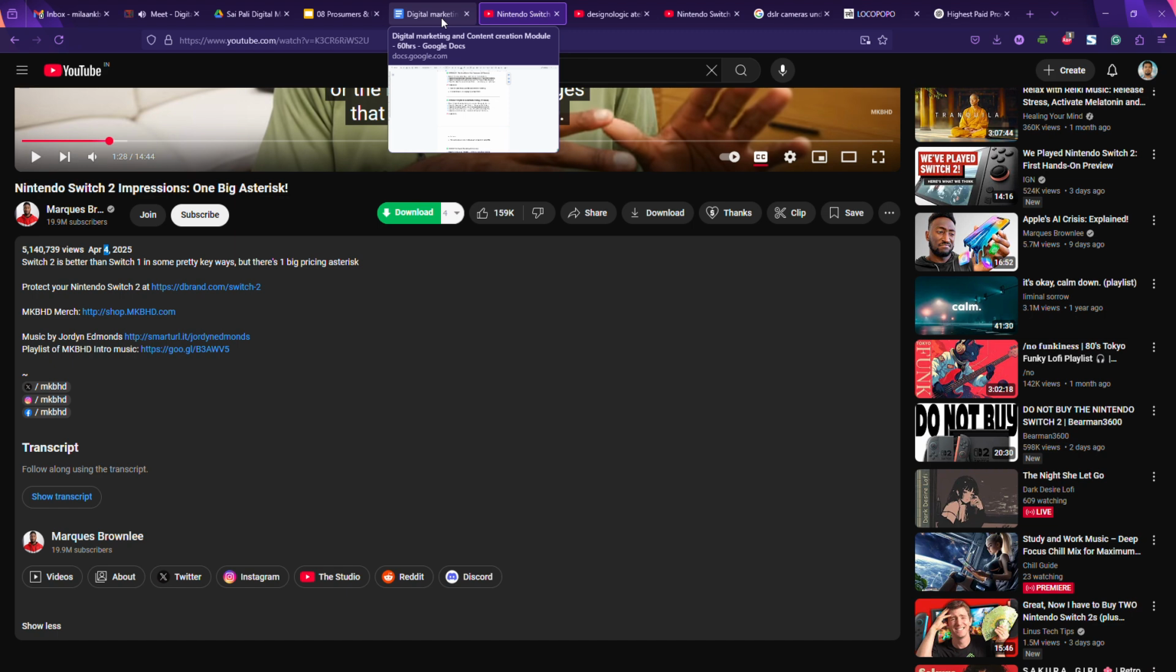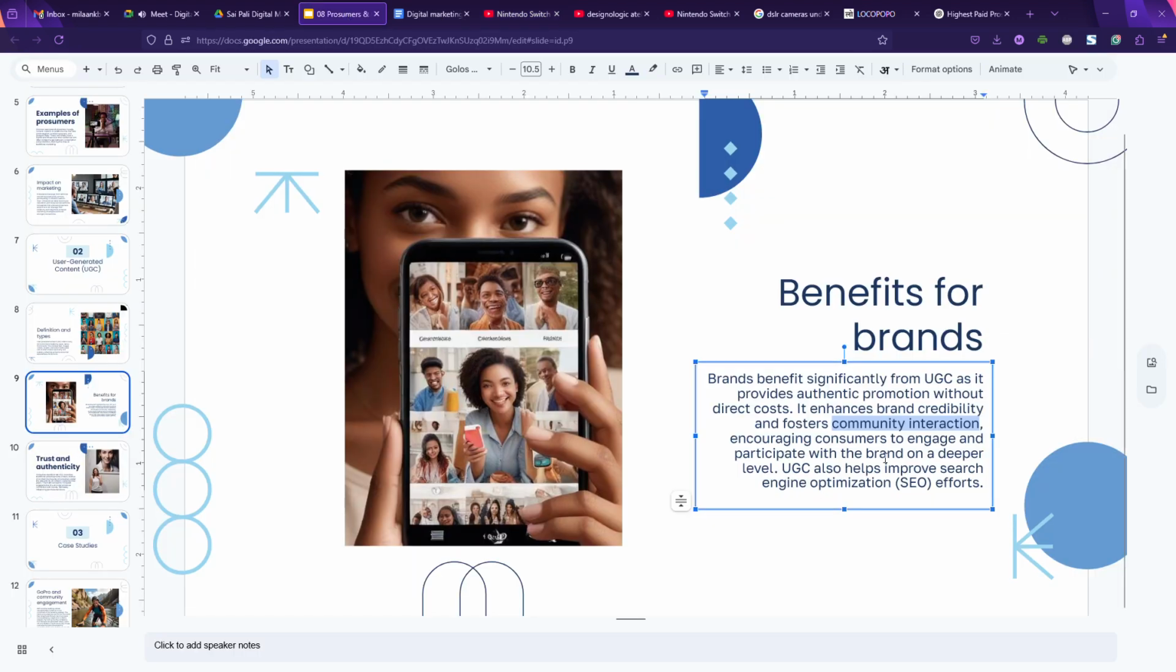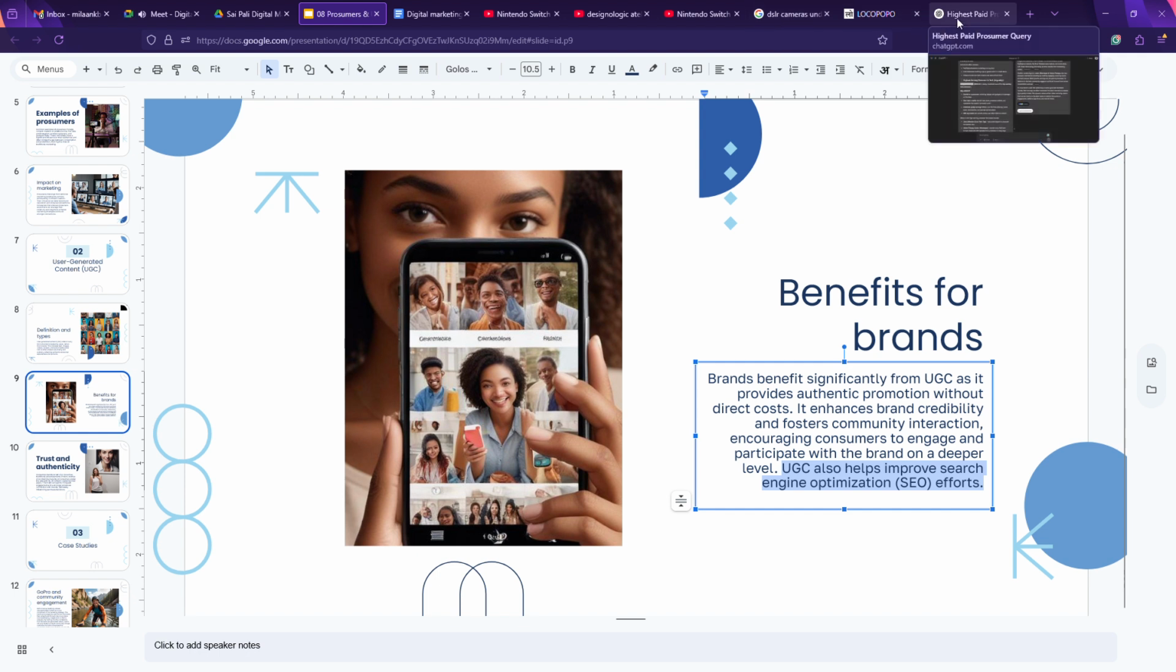After some years, these ads also will change. It will adapt. So it fosters community interaction, encouraging consumers to engage and participate with the brand on a deeper level, because it's a form of earned media, and other users tend to trust user generated content more than brand promotions. And UGC also improves search engine optimization efforts, like the Google Trends that I was showing.